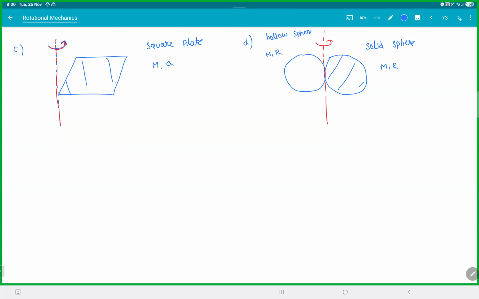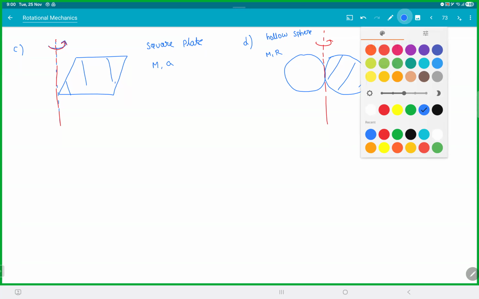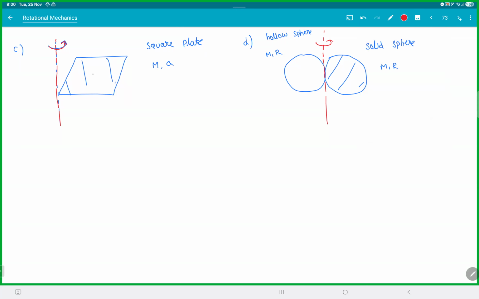Let's see. Whenever you want to use the parallel axis theorem, first thing, ask yourself, where is the center of mass and where is the moment of inertia? This is your center of mass. So this distance will be your distance, which is A by root 2. So I about A will be I center of mass plus md square. For a square plate, the moment of inertia about the center is MA square by 6. We derived it just now. M into d square, that will be A by root 2 whole square. This will be 2 by 3 MA square.